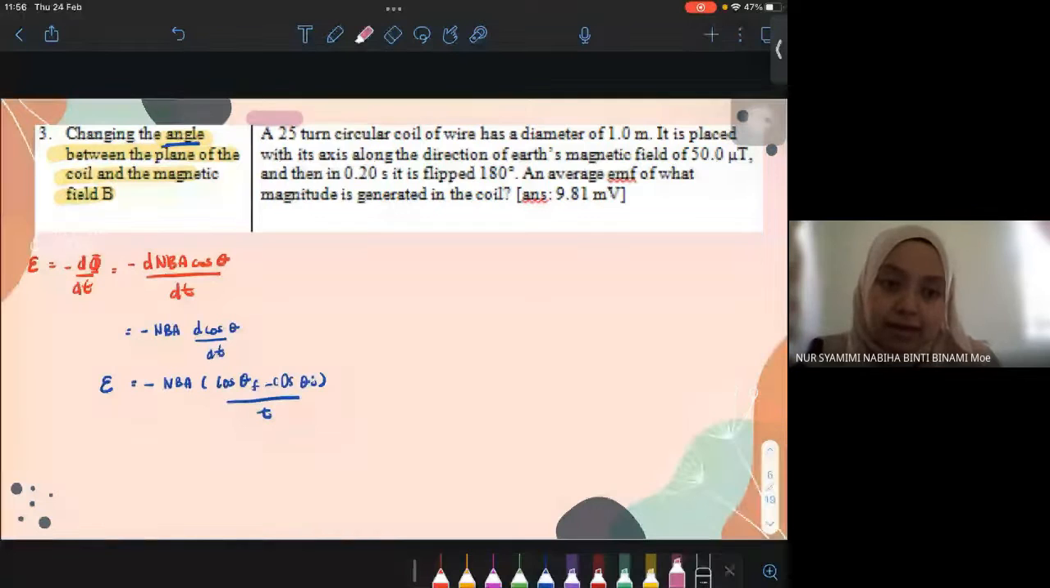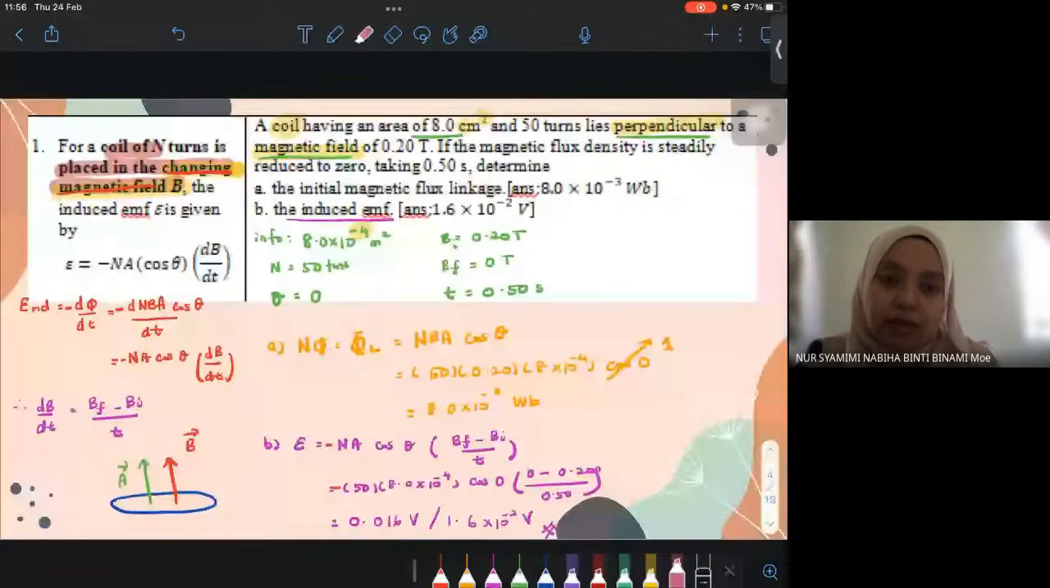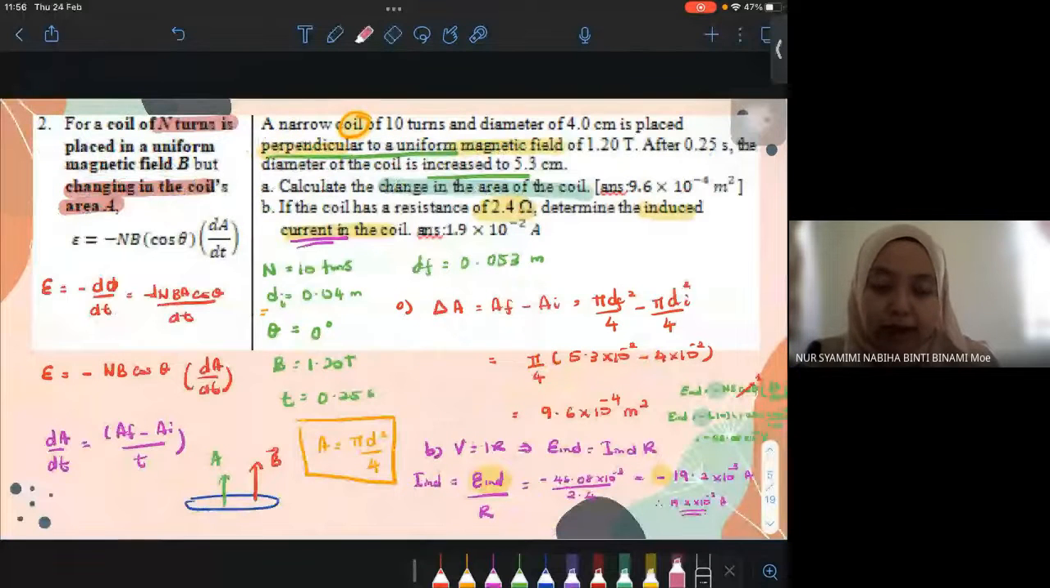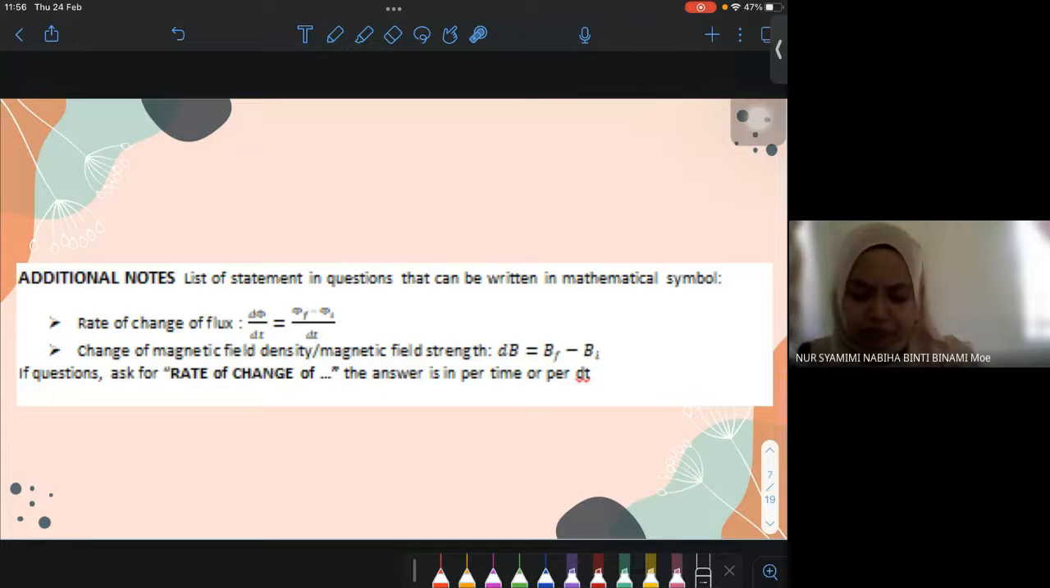Okay. So, macam kita belajar tadi, ada 3 benda yang berubah. B yang berubah. The second one ialah A yang berubah and the third one ialah angle yang berubah. So, bila ada perubahan 3 benda ini, maka akan ada perubahan flux. Bila ada perubahan flux, baru akan ada E-induced. Dah ada E-induced, baru akan ada current induced. Right? So, as a conclusion, okay, kamu perlu tengok betul-betul dekat nota kamu.